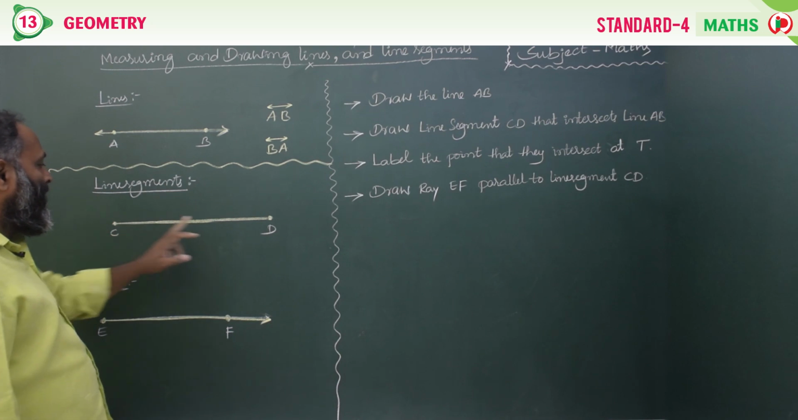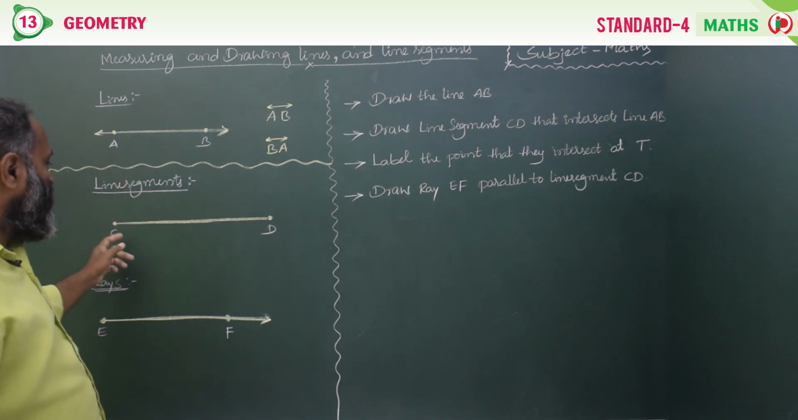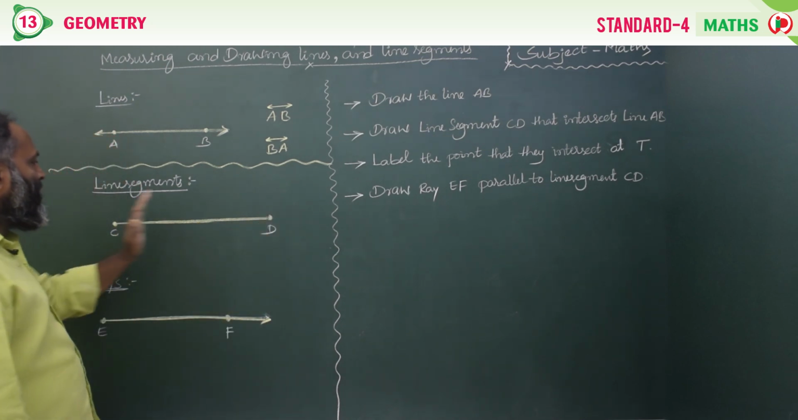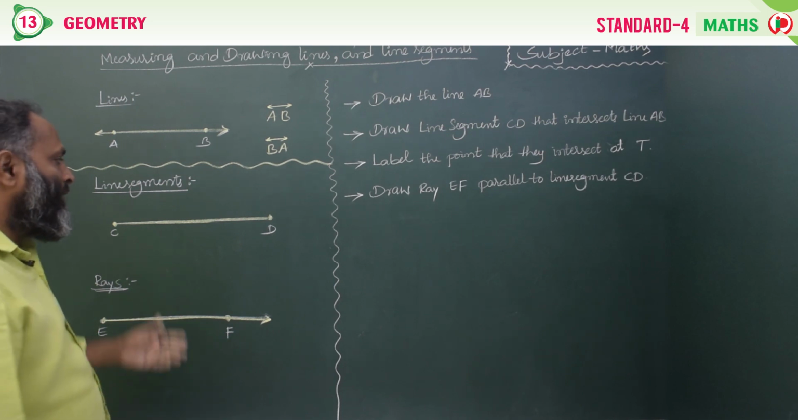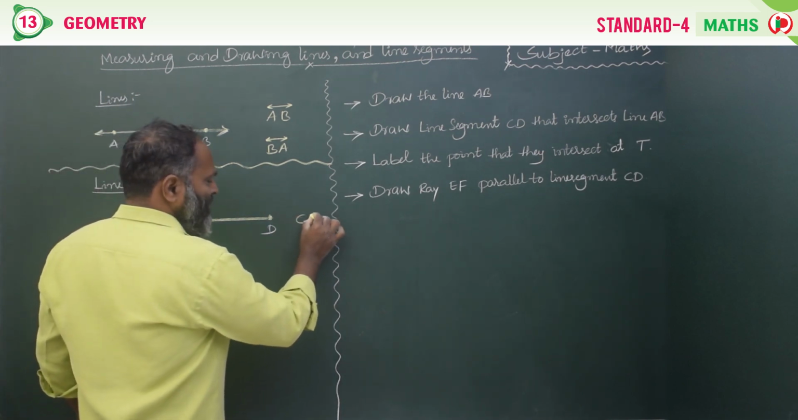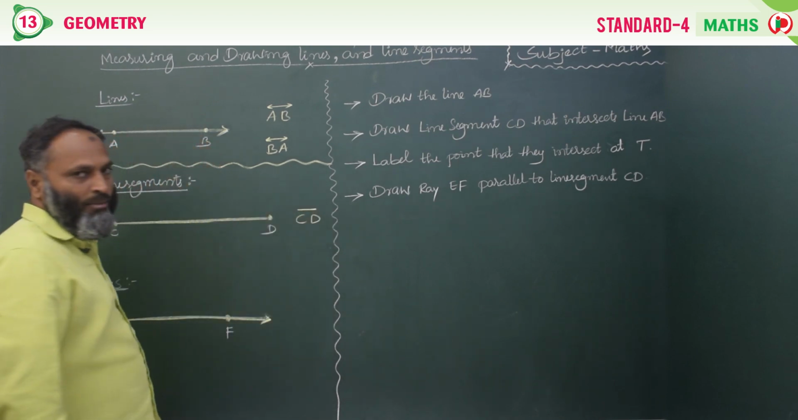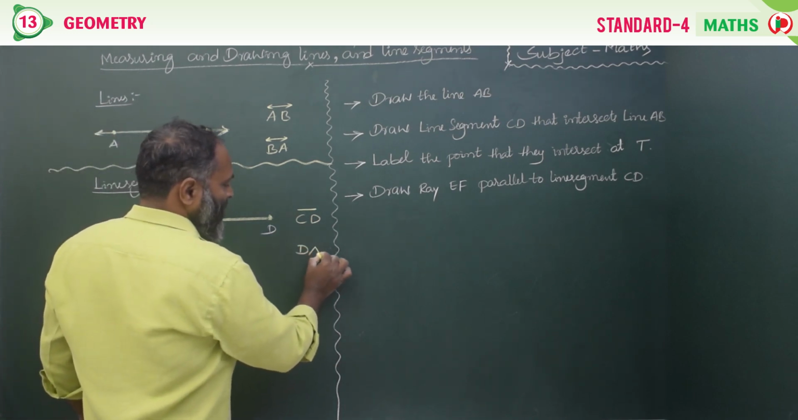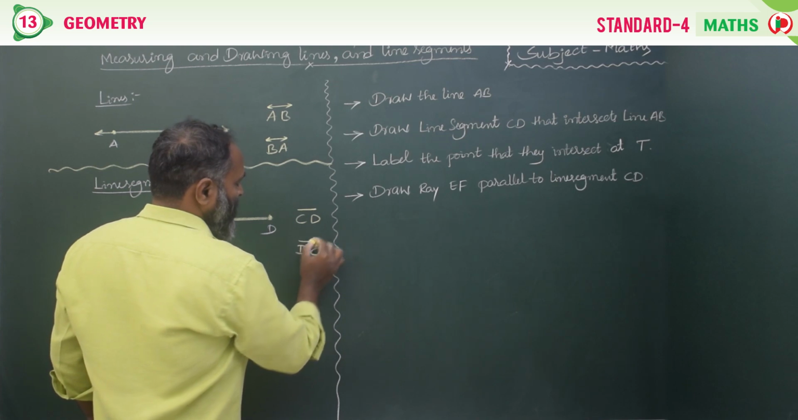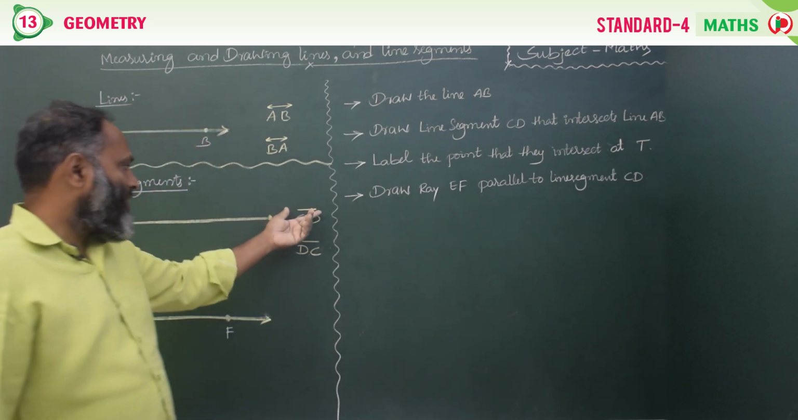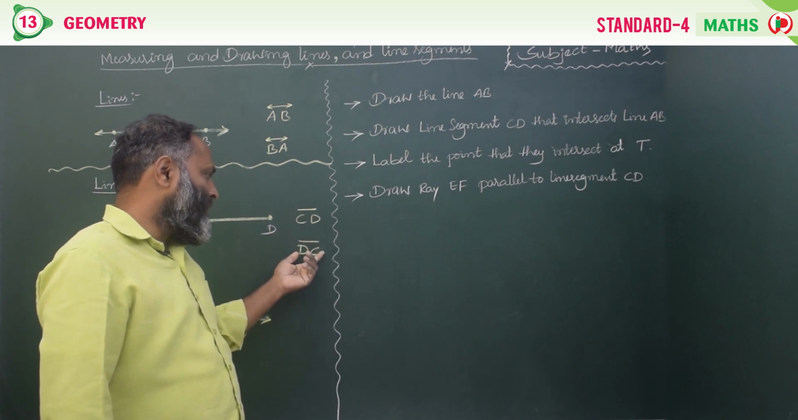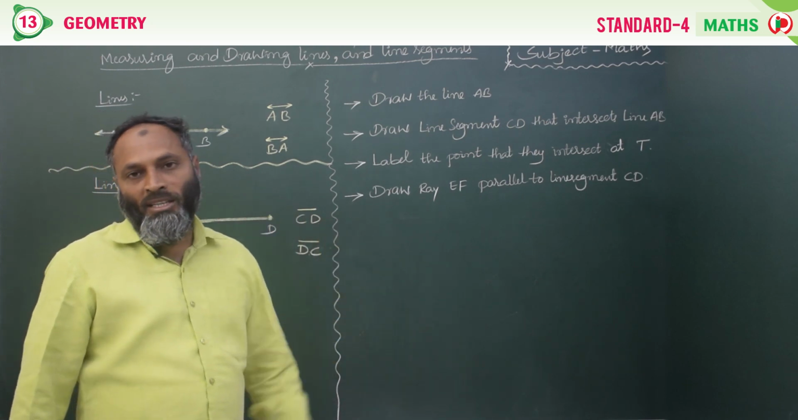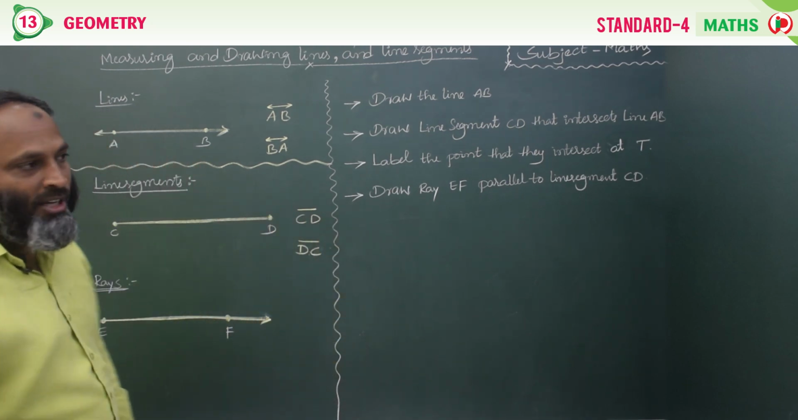See here, CD is a line segment. It has 2 endpoints. This is one endpoint, this is another endpoint. So how to represent this line segment? We should write CD and keep a line segment symbol on CD. So this is nothing but line segment CD. Or otherwise you can represent it as line segment DC. If you write CD or DC by keeping the line segment symbol on it, that represents a line segment. That is your wish.